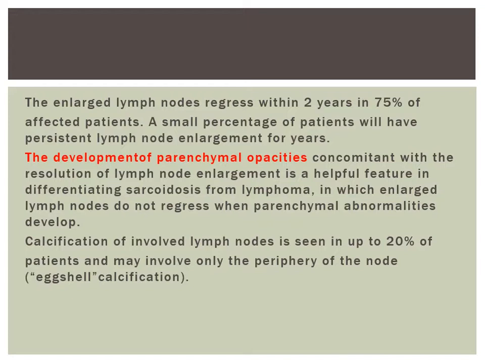So, in sarcoidosis, when the lymph nodes resolve, parenchymal abnormalities start to appear, not together. There is a transition from stage 1 to stage 2. Stage 1 is lymph nodes; stage 2 is both, then parenchymal. Stage 2 is usually short. While in lymphoma, you have lymph nodes and parenchymal opacity together, continuously.